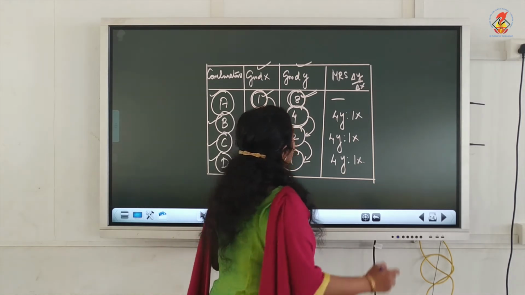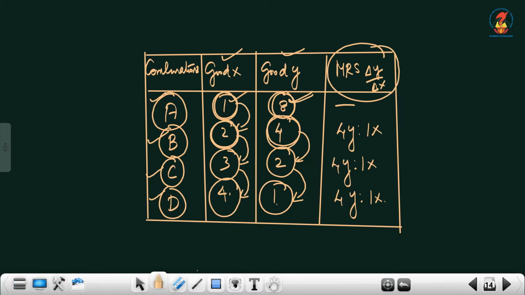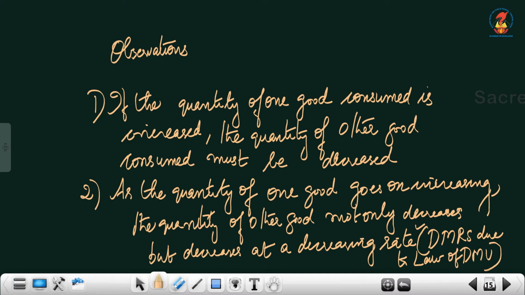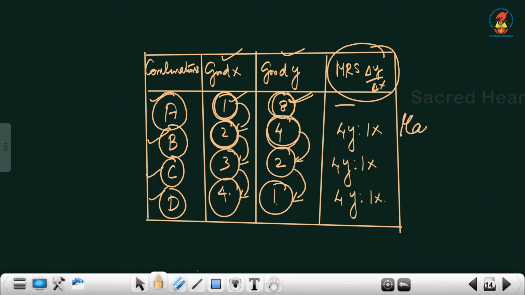Now you can see the next heading, MRS. What is MRS? Marginal rate of substitution. MRS is marginal rate of substitution.